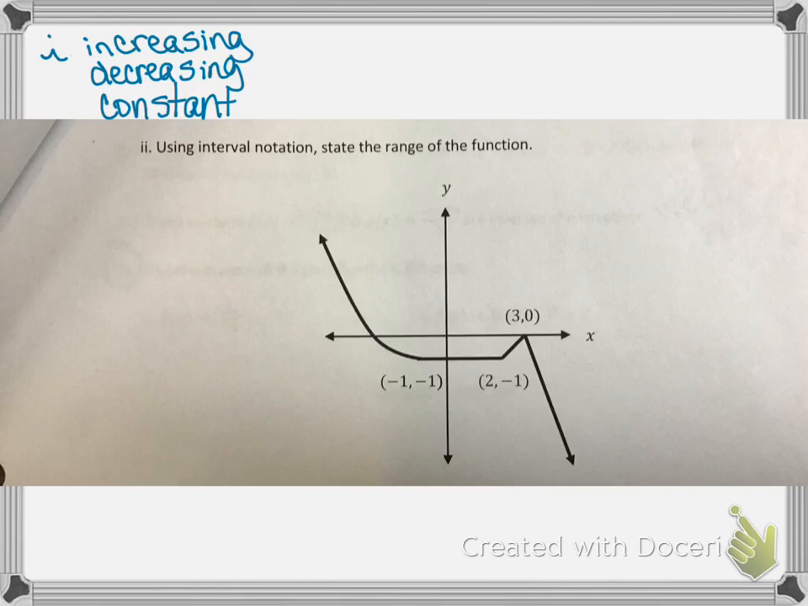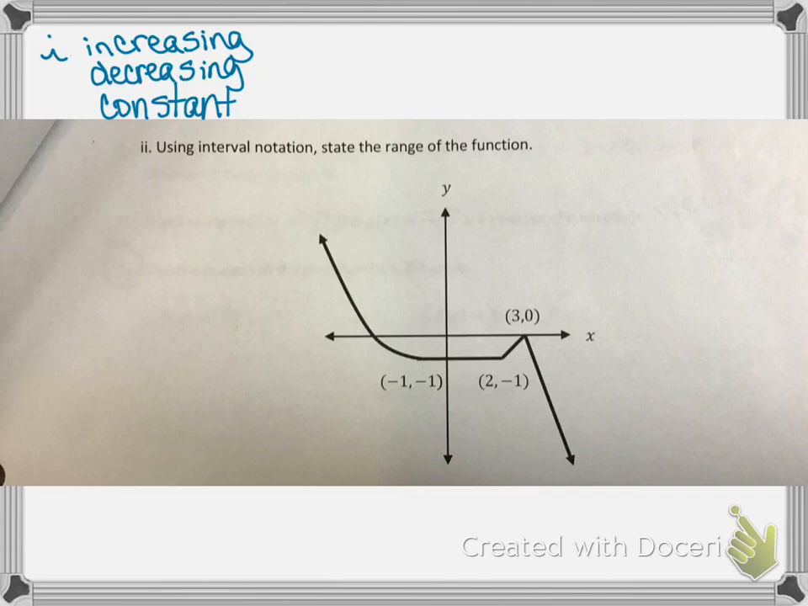Now, for this one, we are going to identify the increasing, decreasing, and constant. So if we were to identify the range for this one, we would be talking about all real numbers. It would be negative infinity to infinity, all real numbers. But we're not dealing with domain. We're asking for increasing and decreasing.